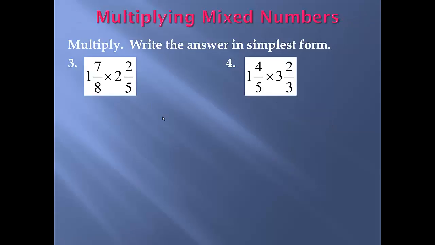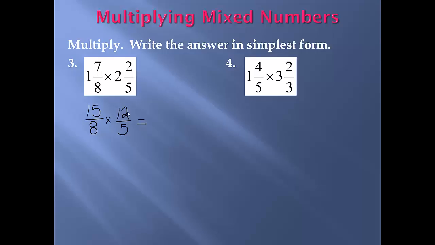Now we're going to multiply mixed numbers. We're going to multiply, and then we want to write our answer in simplest form. So for number 3, we have 1 7/8 times 2 2/5. So our first step is to convert both of these into improper fractions. So for 1 7/8, we'll do 8 times 1, which is 8, plus 7 is 15. So we'll have 15/8. And then for 2 2/5, we would do 5 times 2, which is 10, plus 2 is 12. So we have 12/5.